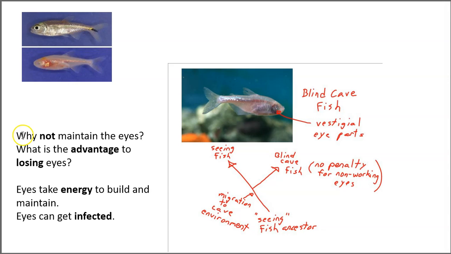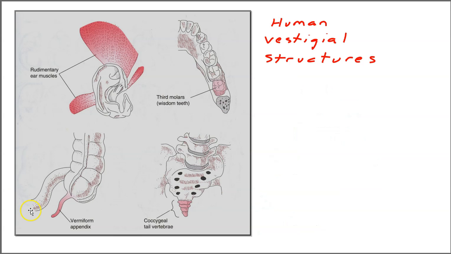Now, we might ask the questions, why not maintain the eyes, and what is the advantage to losing the eyes? Well, eyes take energy to build and maintain, and eyes can get infected. So these are two costs to having eyes. So if now the fish are living in the dark caves and there's no benefit to having eyes, but you have these two costs to having eyes, natural selection will begin to favor mutations that take away the eyes.